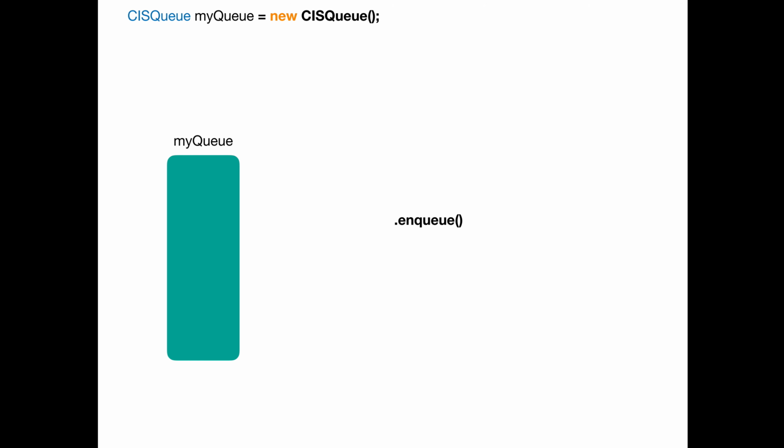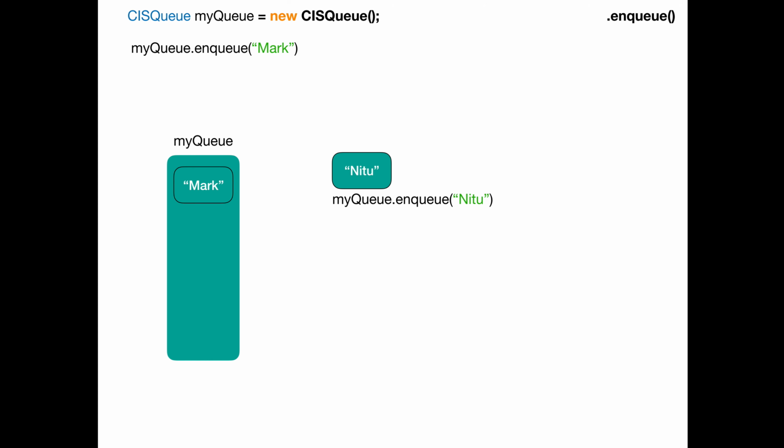The enqueue method works like the dot push method. In this case, in queue, we're going to give it a string, and we're going to store strings in this queue, and that string is going to be added to the top of the queue. Think about it as people lining up at a grocery store. Mark would be the first one in line because he was the first one that was enqueued. And if I wanted to add somebody else onto the queue, in this case, Nitu is going to be the next person in line. Instead of pushing it onto the top of the stack, like we did before, we are adding it onto the end of the queue.